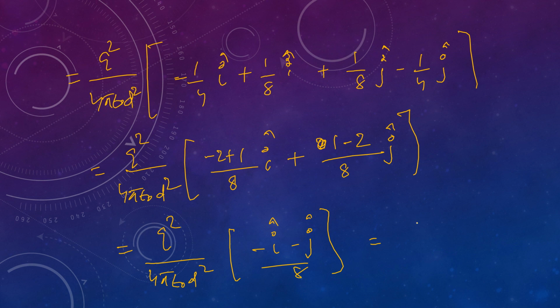Okay, so the answer is q square by 32 pi epsilon naught d square, minus i cap minus j cap. Okay, so that's the answer. Isn't that the answer? Yeah. Okay.